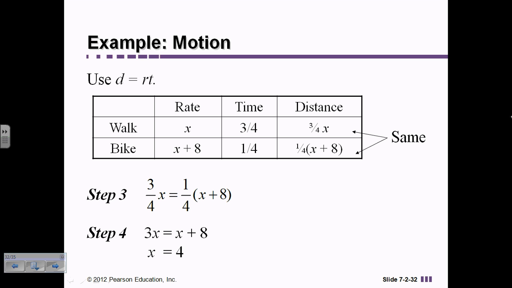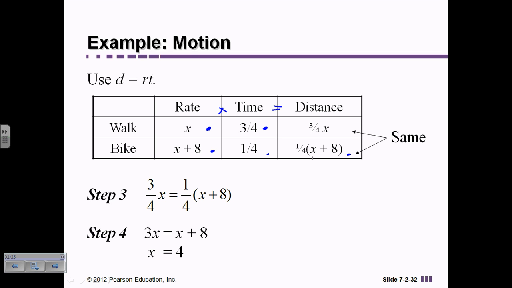So looking at our formula, knowing it's distance equals rate times time, the rate for walking is x, the time is 3/4, so rate times time is 3/4 times x. The rate for biking is x plus 8 because he bikes faster. The time is only 1/4 of an hour, so 1/4 times x plus 8.